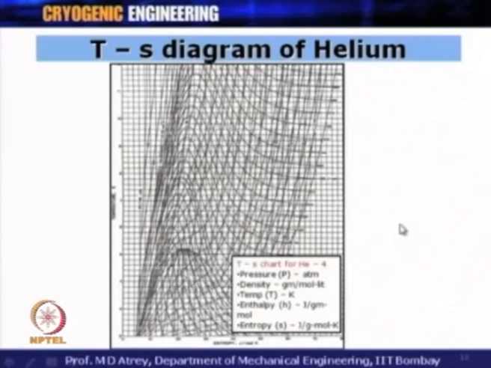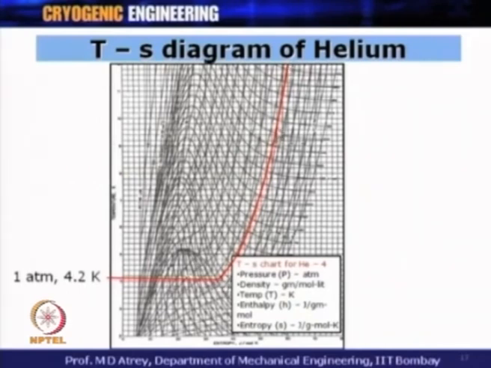Now, here I am showing a TS diagram for helium. You can see how it actually looks, and on this chart we have shown different curves which give pressure, temperature, entropy, density, enthalpy lines, etc. Here I have just pointed to a 1 bar isobaric line, and if you come down, I am not sure whether you can see, but this is 1 atmosphere and 4.2 Kelvin, which is nothing but the boiling point of helium.